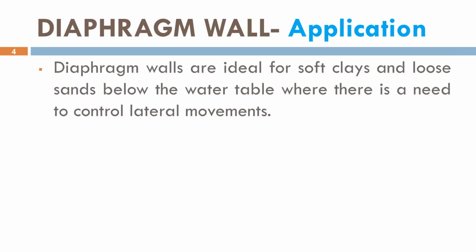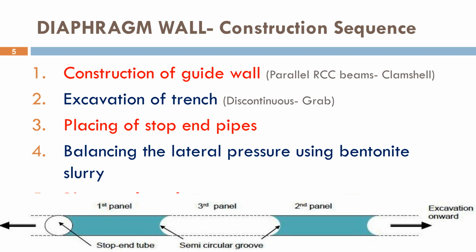Diaphragm walls are particularly effective in soft clay, loose sand, and other weak soils below the groundwater table. In such conditions, excavation without support may lead to soil collapse or excessive settlement. By using bentonite slurry during excavation, the trench remains stable until the concrete is placed. Therefore, diaphragm walls are widely used whenever there is a need to control lateral soil movement and groundwater during deep excavations. Let us now understand the construction sequence.